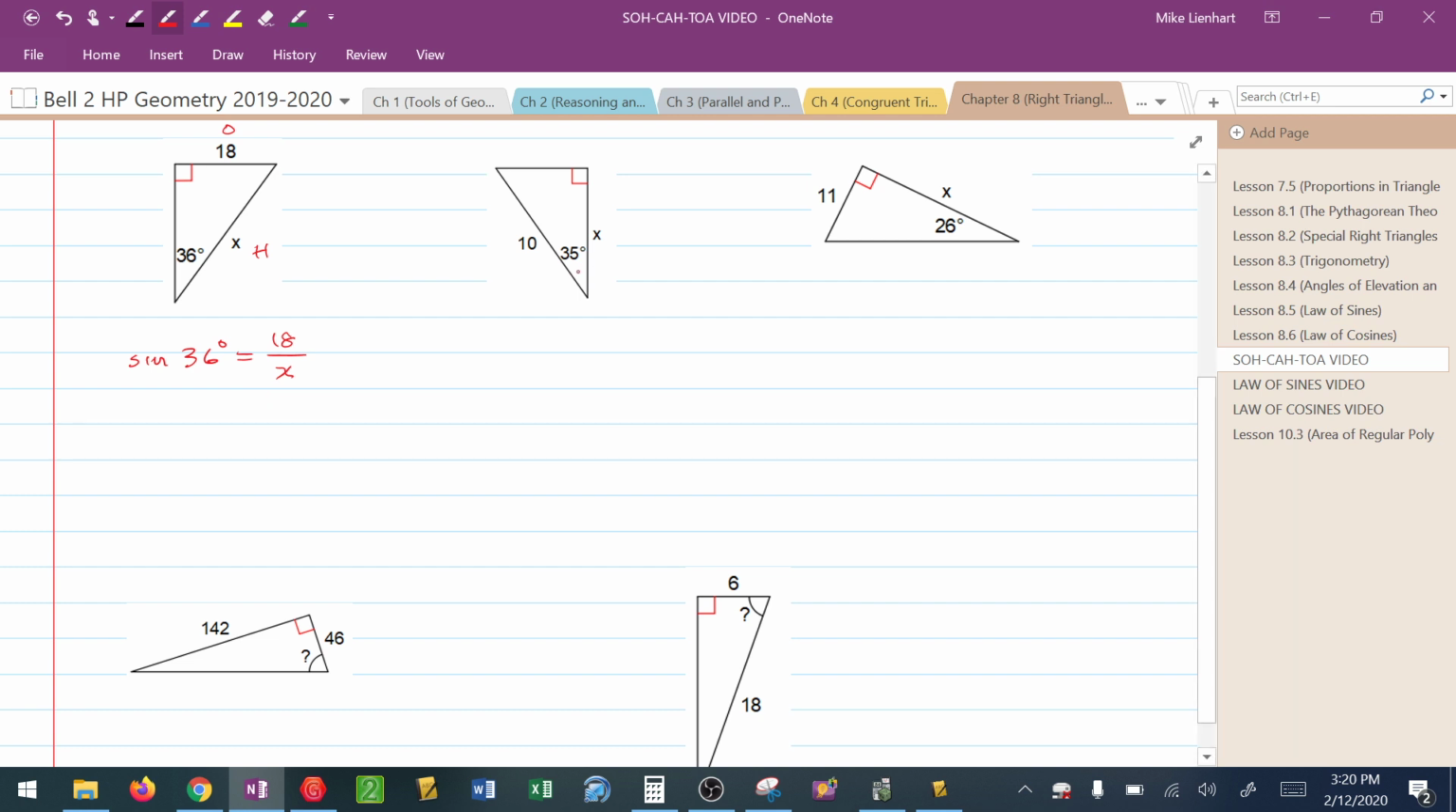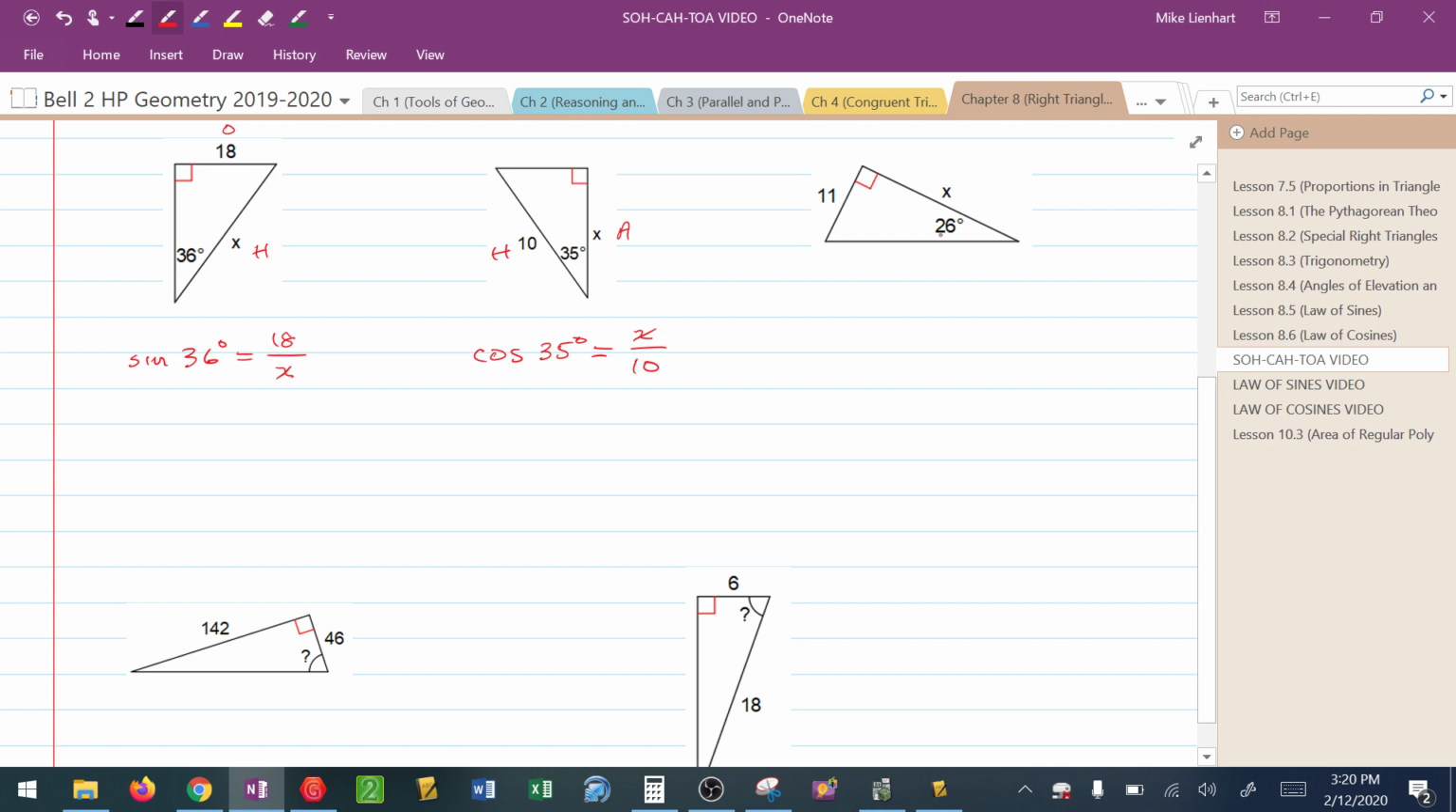So the second one here, from 35, I recognize right away that's the hypotenuse. So that means the side next to it must be adjacent. The trig that uses adjacent and hypotenuse is the cosine function. So the cosine of 35 degrees is equal to side adjacent x over the hypotenuse 10.